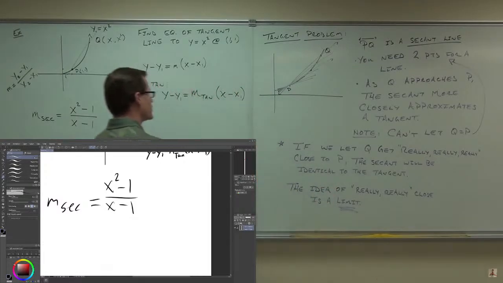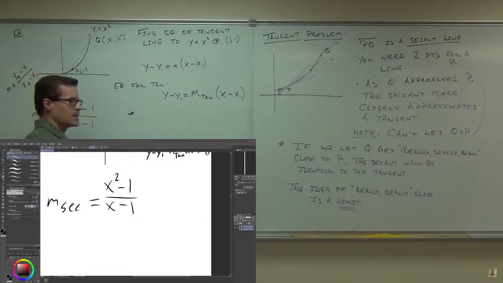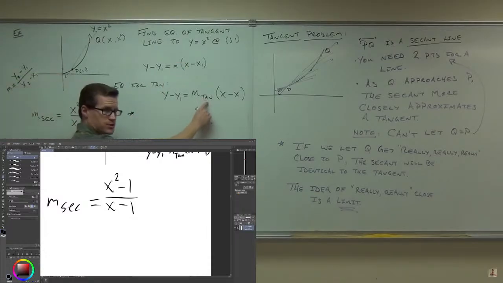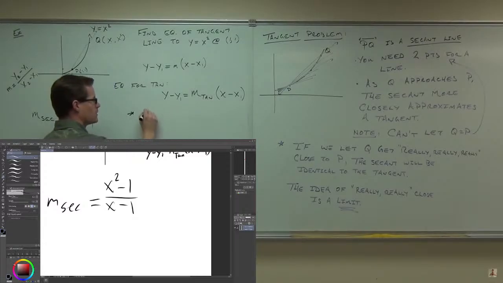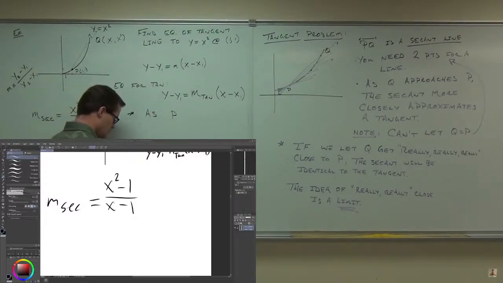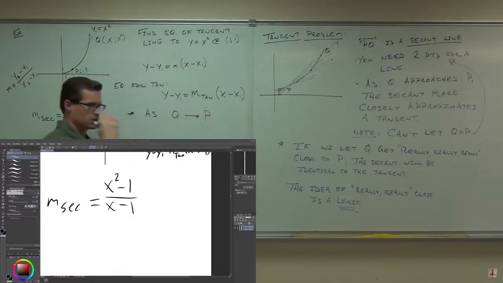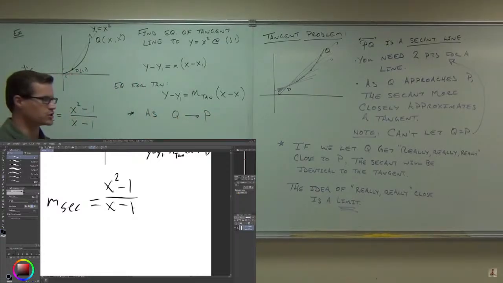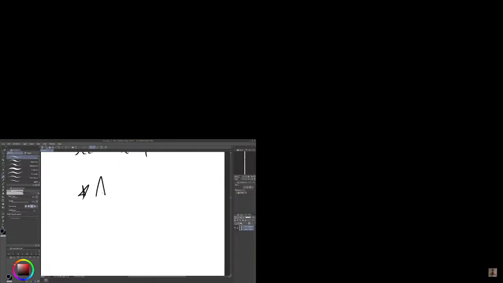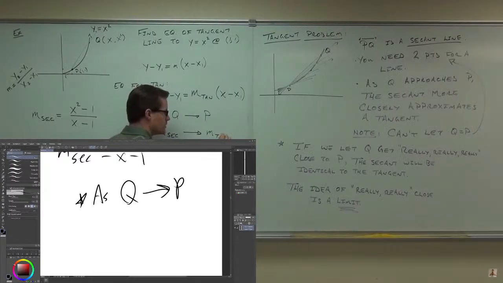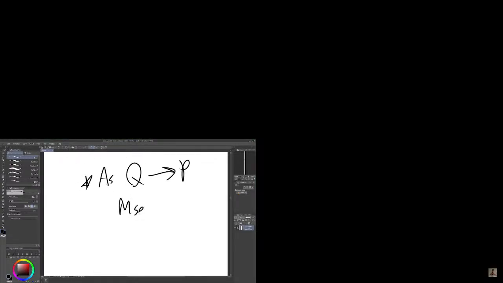So right here, what we're doing, step number one, is if we move Q close to P, this is going to become this. Do you agree? As Q, I'm going to use a new symbol here, approaches P. That means as Q gets really close to P without touching, the slope of the secant line approaches the slope of the tangent line. Would you agree with that statement?